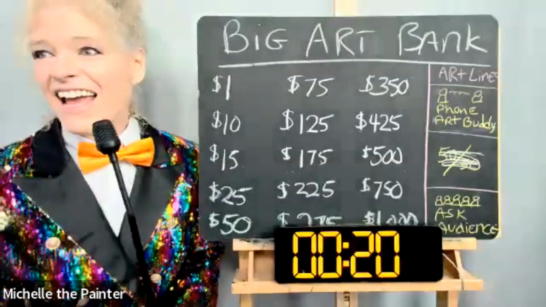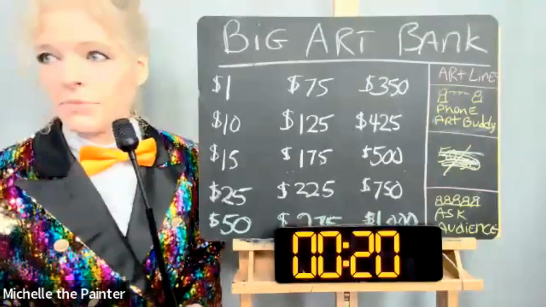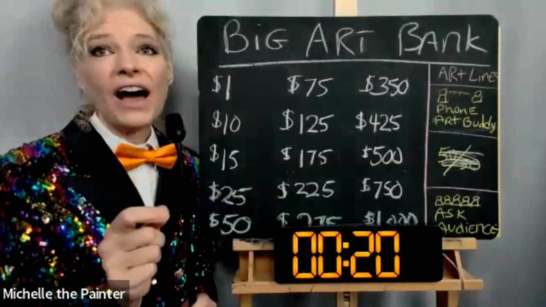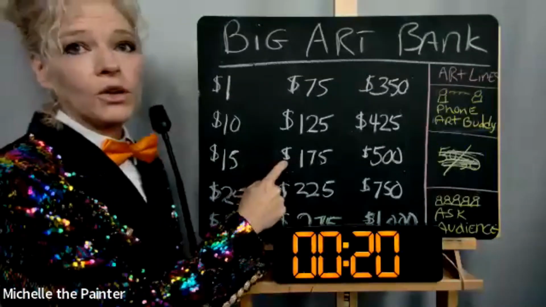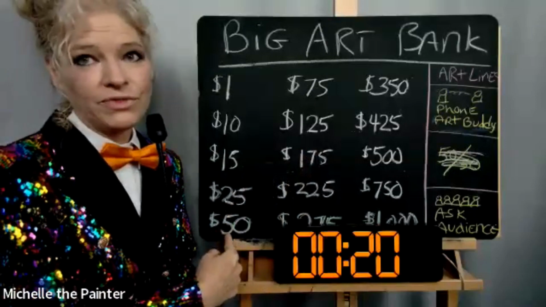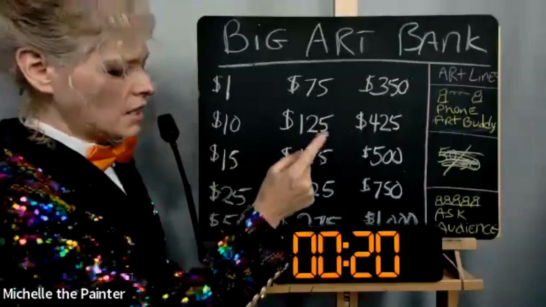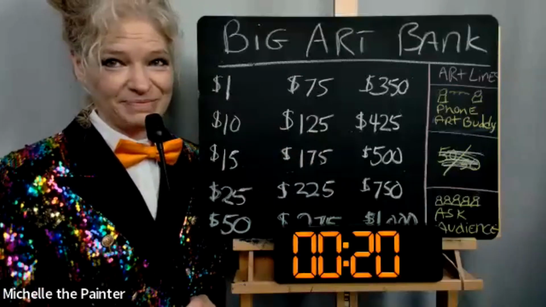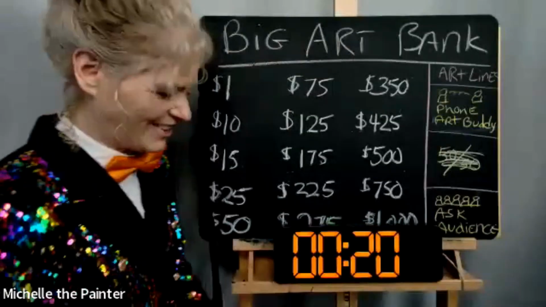Let me just make sure we got everybody on mute. There we go. So the next question is going to be worth $175. If you get it correct, you win $175. If you get it incorrect, you're back down to $50. Or you can take your $125 and call it for the day. Which would you like to do? Keep going.